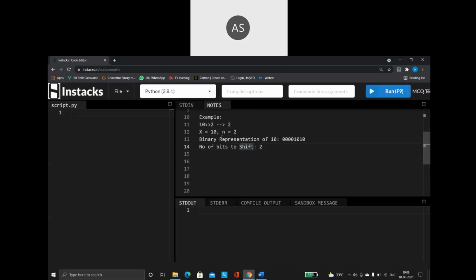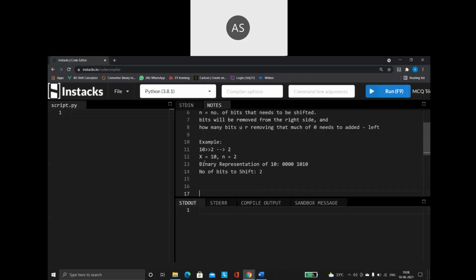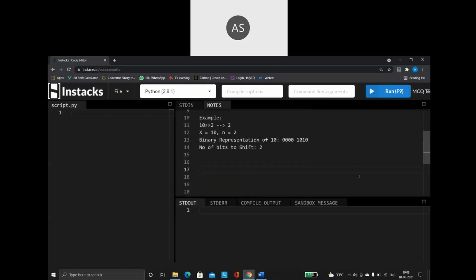First thing we have to do is find the binary equivalent of this number 10. When I convert 10 to binary format, I am representing it in an 8-bit format. 8 bits is equal to 1 byte. So 1010 is the actual number, and for the remaining 4 bits you just add zeros. How many bits to shift? You have to shift 2 bits. Since this is a right shift operator, from which side do you remove the bits? From the right side. From the right side, 2 bits need to be removed.